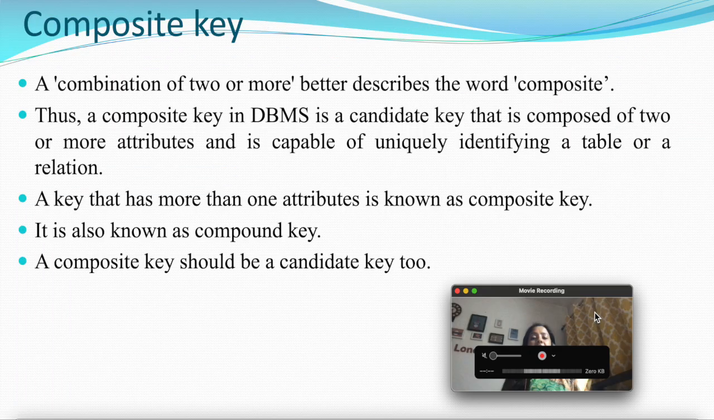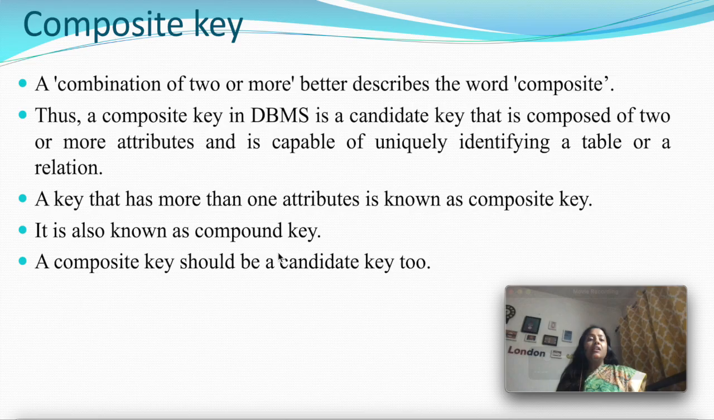Coming to the next type, that is composite key. A combination of two or more better describes the word composite, right? Thus a composite key in DBMS is a candidate key that is composed of two or more attributes and is capable of uniquely identifying a table or a relation. A key that has more than one attribute is called a composite key. A composite key can also be called a compound key.